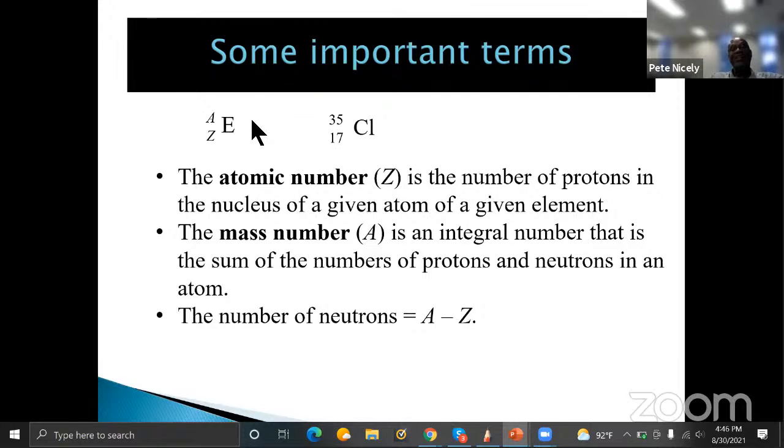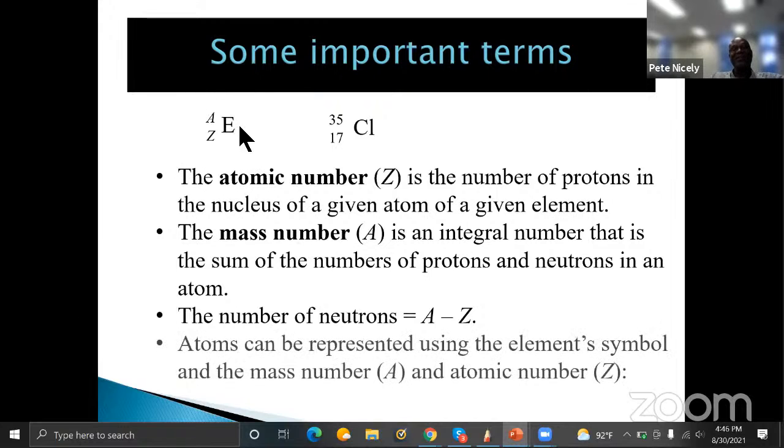Now, I want to point your attention to this representation here. In some textbooks, they call it the isotopic symbol. I'm going to explain what we mean by isotopes later on. But basically, this symbol is a shorthand way of representing not only the element, but also the mass number and the atomic number, right? So the way we write it is like this. We have the mass number here as a superscript and the atomic number here as the subscript. And the E here would represent the symbol for the element.